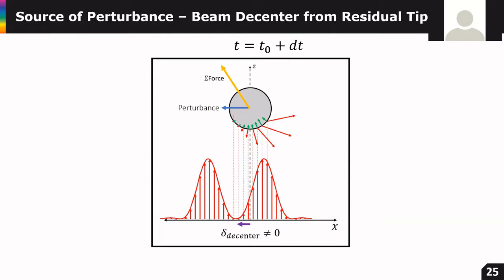There's also residual higher order aberrations, which might result in a non-radially symmetric donut PSF that also can introduce lateral forces on the sail. But I'm only looking at tip and tilt, whereas higher order aberrations are being looked at by Ryan Luter in our group. So this talk is only going to be talking about residual tip-tilt error in the beam and the perturbance forces that it causes.